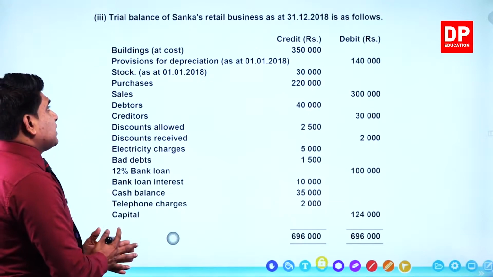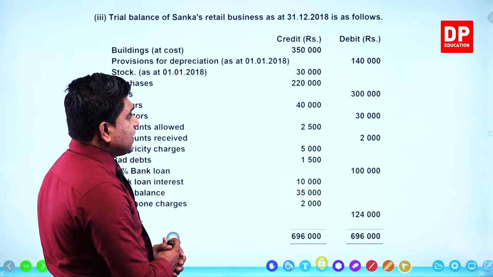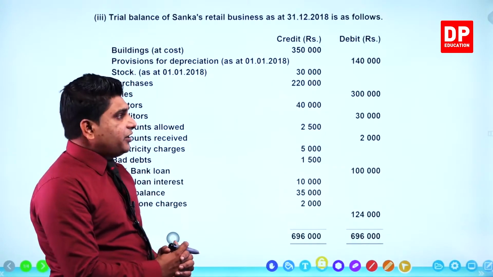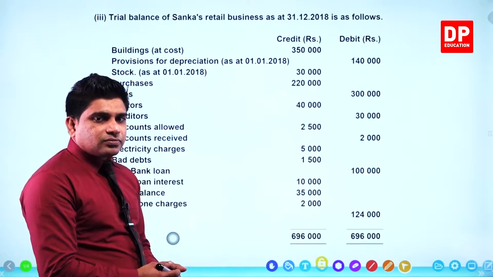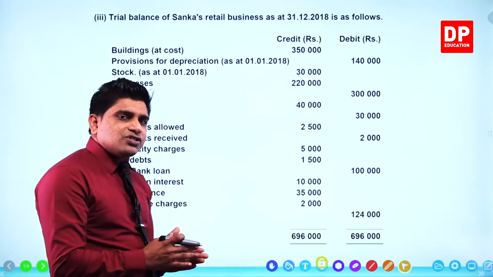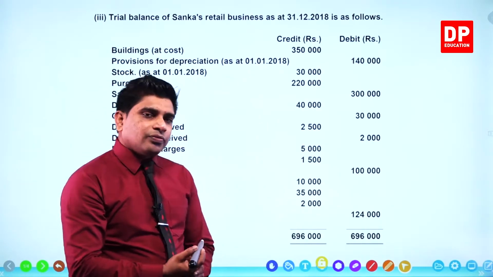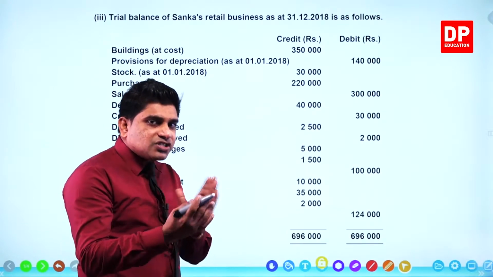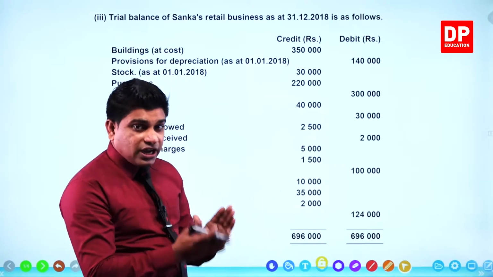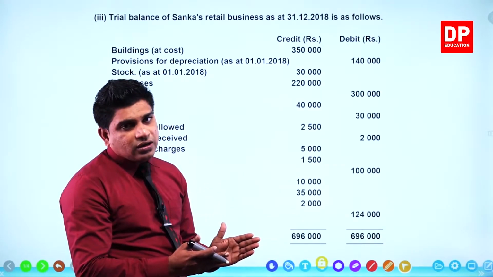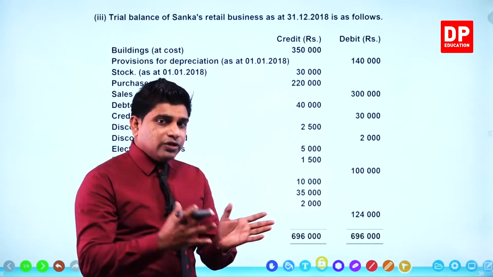The trial balance of Sankar's retail business as at 31st December 2018 is as follows. Right? They have provided us a trial balance. You know the method now. Before we do the question, take your pen and mark each item, where it goes and in which category. If it goes to the profit and loss statement, mark which category: administration, distribution, financial, or any other. It's very easy for you when we do the question.